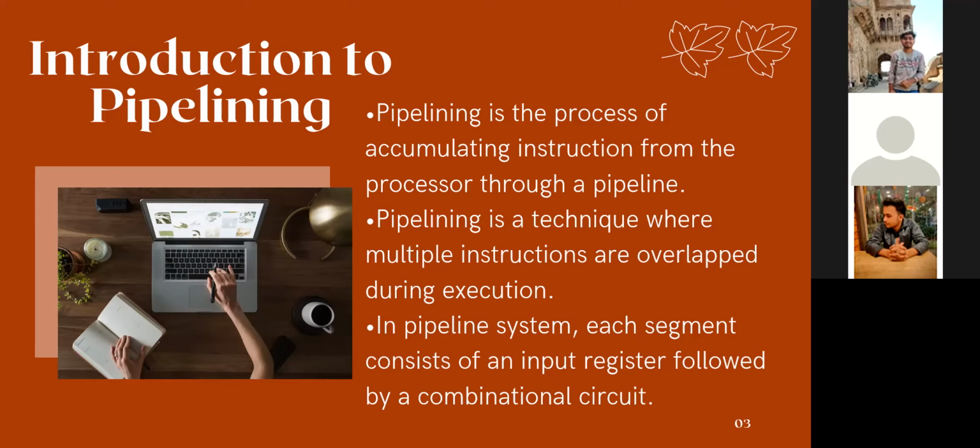In a pipelining system, each segment consists of an input register followed by a combinational circuit. The register is used to hold data and the combinational circuit performs operations on it. The output of the combinational circuit is applied to the input register of the next segment.